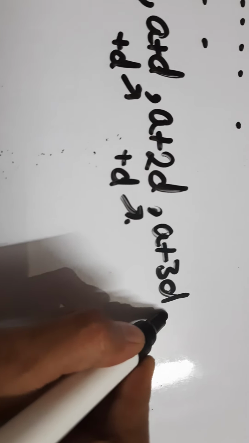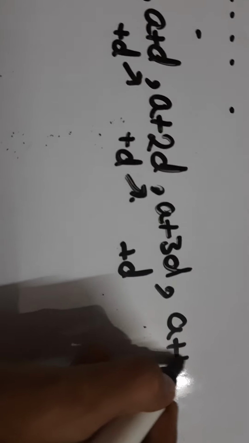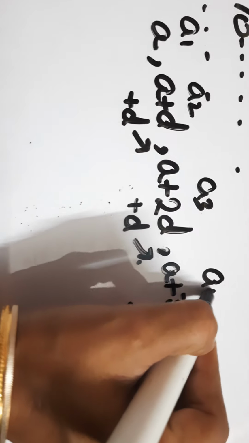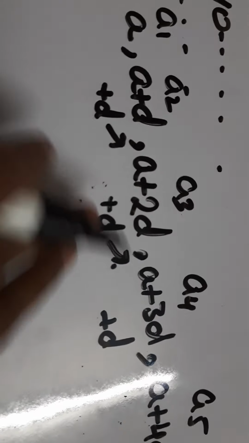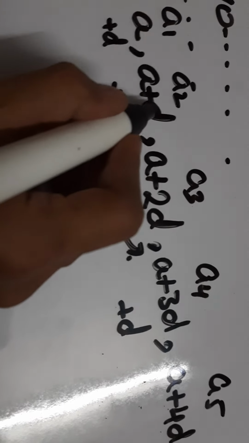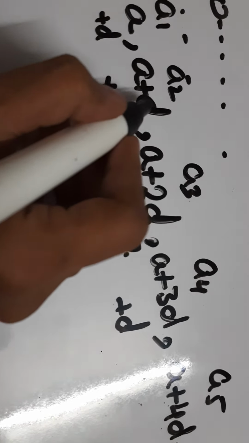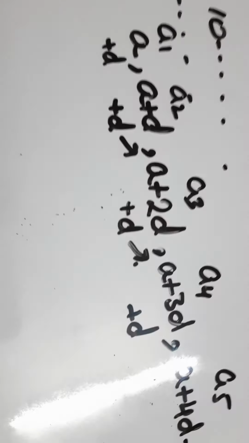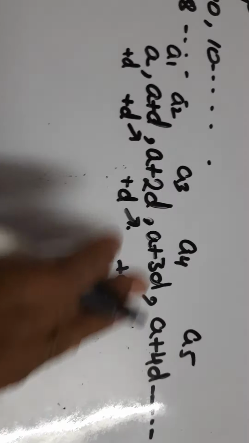Then to get the next term, again add a d in this. So a plus 4d and so on. So this is the first term a1, this is the second term a2, this is the third term a3, this is the fourth a4, this is a5. So how do we get these terms? By adding the common difference. If I add d to the first term, I get the second term. If I add d to the second term, I get the third term. If I add d to the third term, I get the fourth term.